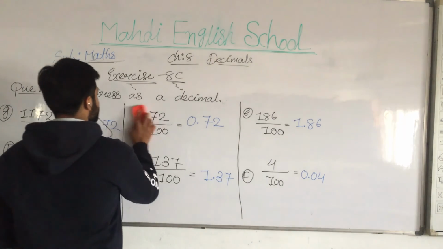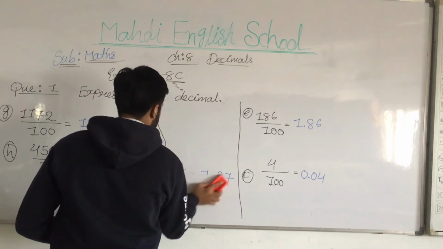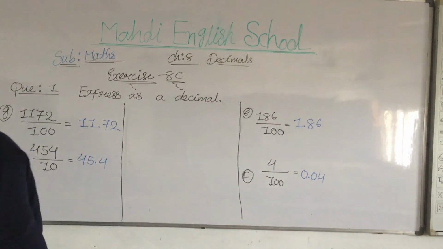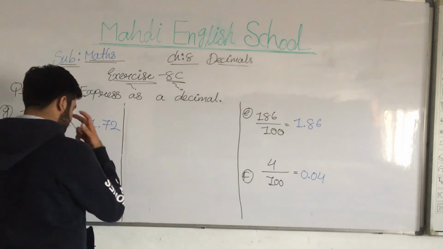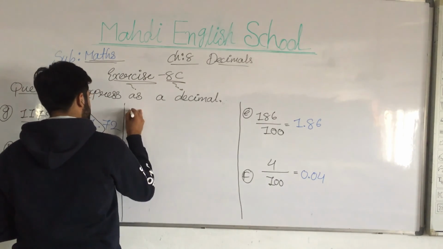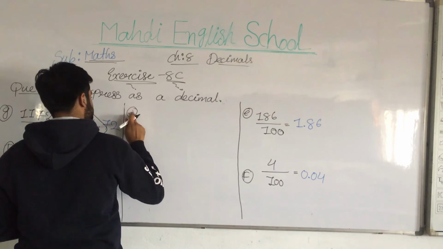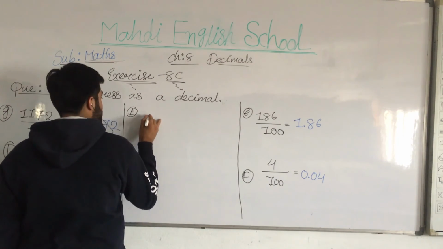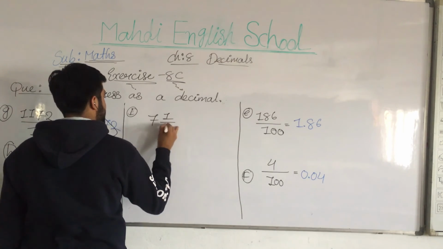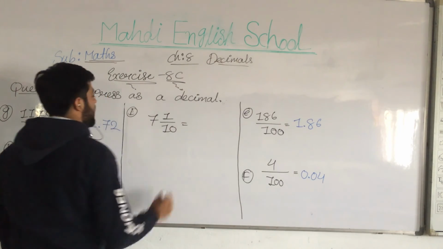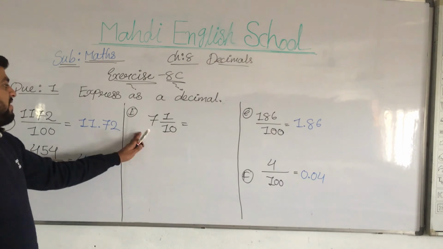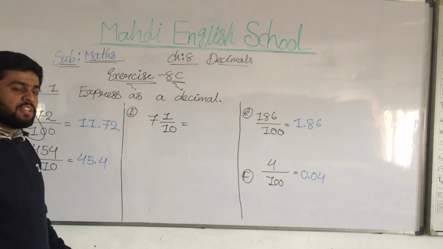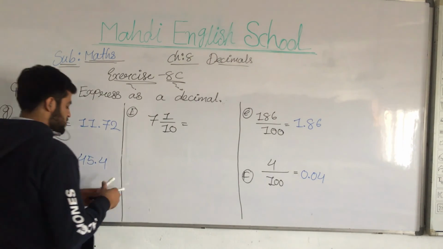Now I. Okay, I. So what is I? Question number I. It is 7 and 1 upon 10. How do we write 7 and 1 upon 10? Understood? So one by one we write all this.